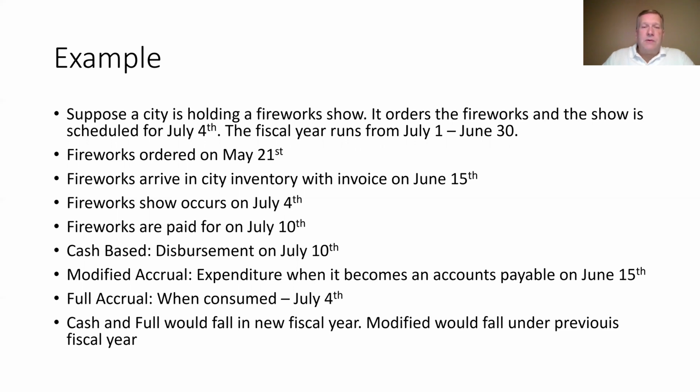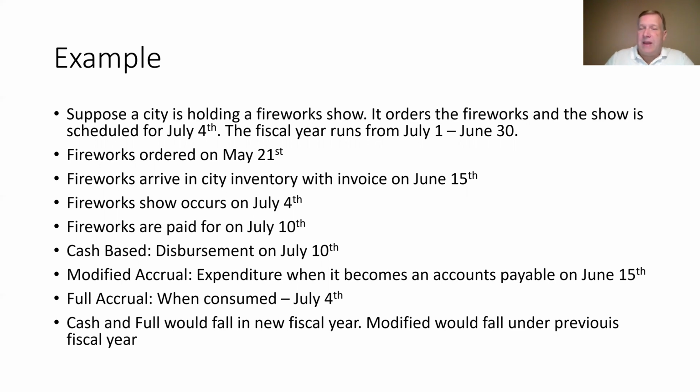It orders the fireworks, and the show is scheduled for July 4th. The fiscal year, though, runs from July 1st to June 30th. So let's say the city orders the fireworks on May 21st. So that's in the current fiscal year. The fireworks arrive in inventory with an invoice with a bill on June 15th, again in this fiscal year. The fireworks show occurs on July 4th, which is in the next fiscal year. The check is cut to pay for the fireworks on July 10th, which is the next fiscal year.